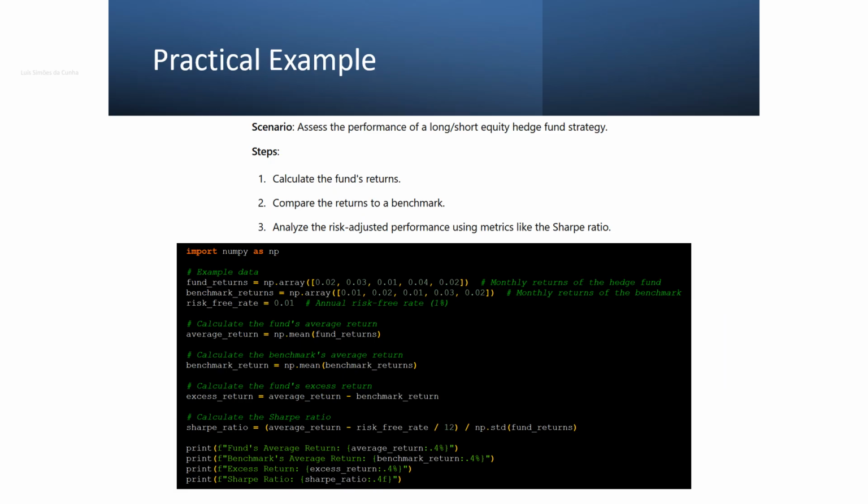To evaluate a hedge fund strategy, calculate the fund's returns, compare them to a benchmark, and analyze the risk-adjusted performance using metrics like the Sharpe ratio. This example demonstrates how to assess the performance of a long-short equity hedge fund strategy.